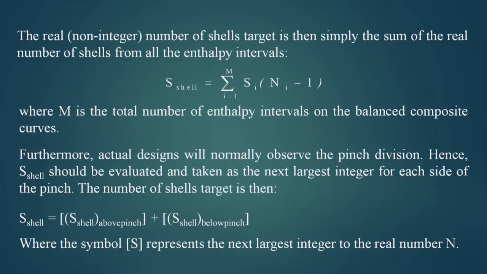Furthermore, actual design will normally observe the pinch division. If I go for a MER design, I have a pinch division. It has been told that through the pinch, no heat flows when I go for a maximum energy recovery design, and hence the pinch point divides the whole problem into two different parts. One is called above pinch and the other is called below pinch.